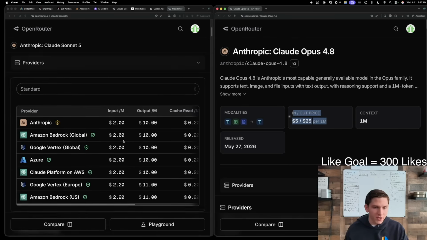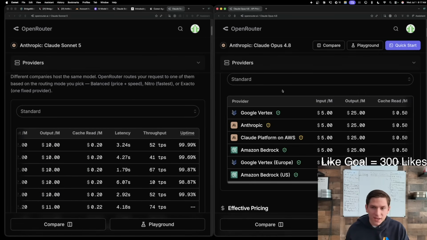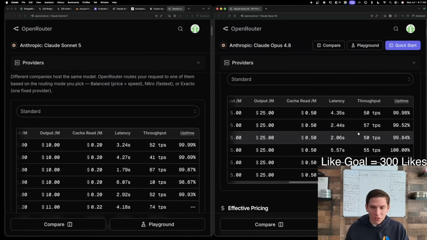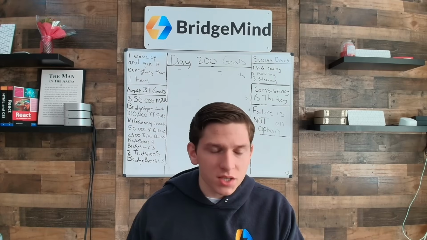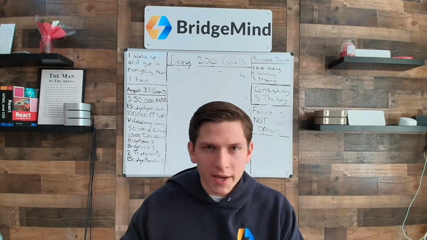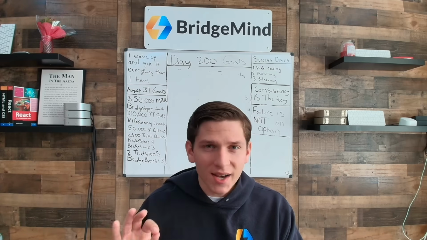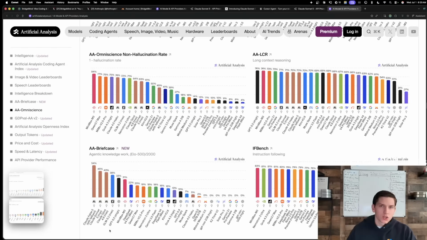And then if you scroll down a little bit, look at this. On Anthropic right now, Sonnet 5 is running at 52 tokens per second, and Opus 4.8 on Anthropic is running at 57 tokens per second. So those speed efficiencies are completely out the window. And then with the new tokenizer, you're about to see that Sonnet actually isn't that much more affordable than Opus 4.8. There are two benchmarks that I want to show you on Artificial Analysis.